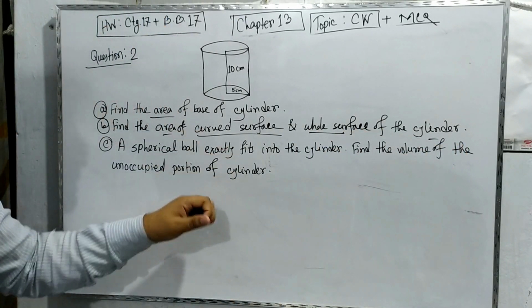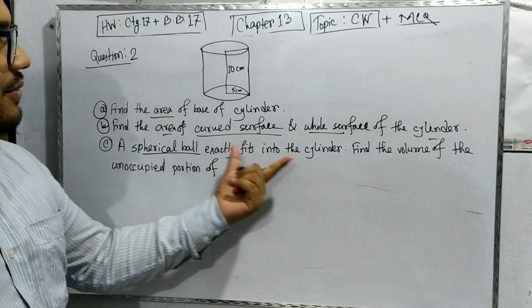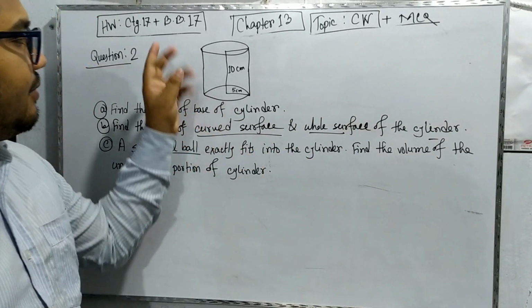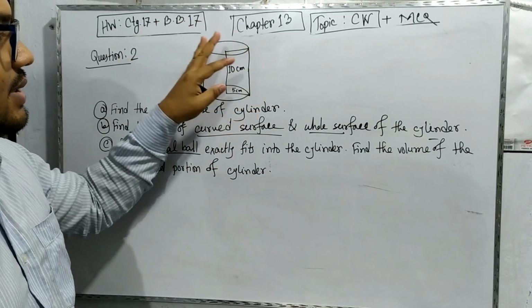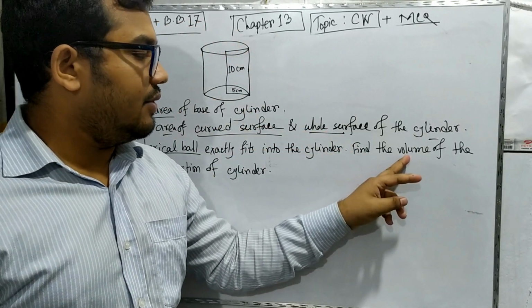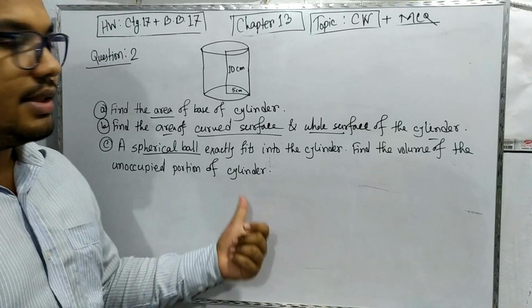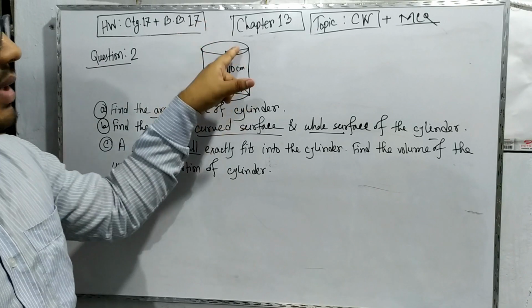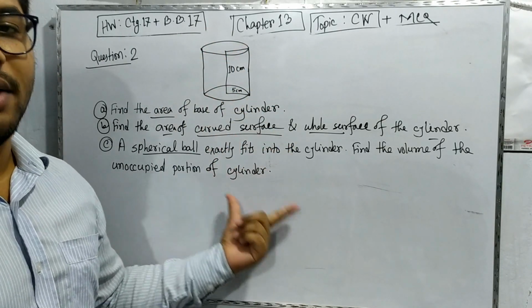And finally, there is another question: if a spherical ball exactly fits into the cylinder, then find the volume of the unoccupied portion of the cylinder. That means if the ball exactly fits here, then how much empty space will we find. This is the part we have to find.